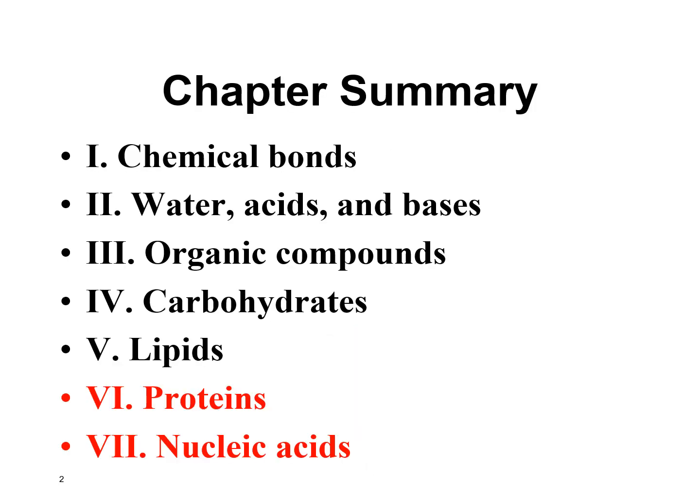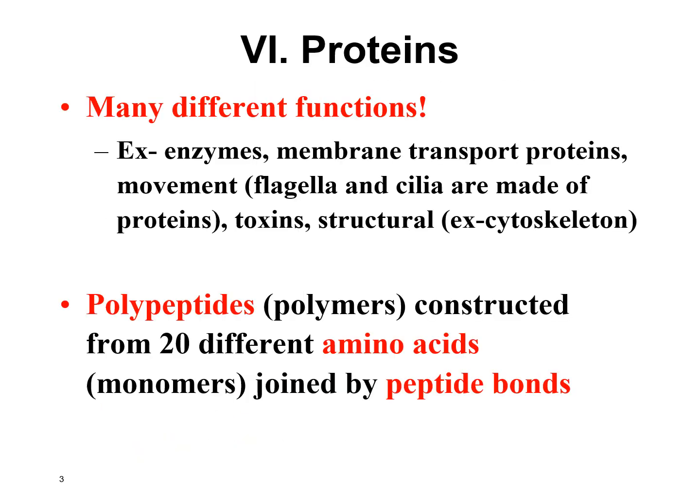We're going to take a look at our last two organic molecules, proteins and nucleic acids. Proteins have a lot of different functions because they have a lot of different shapes. So in the cell, proteins can serve as enzymes. They can also be used to transport things across the cell membrane. They can be used for movement because they make up the flagella and cilia. Some bacterial toxins are made out of proteins, and also they can be used for structure as part of the cytoskeleton in cells.